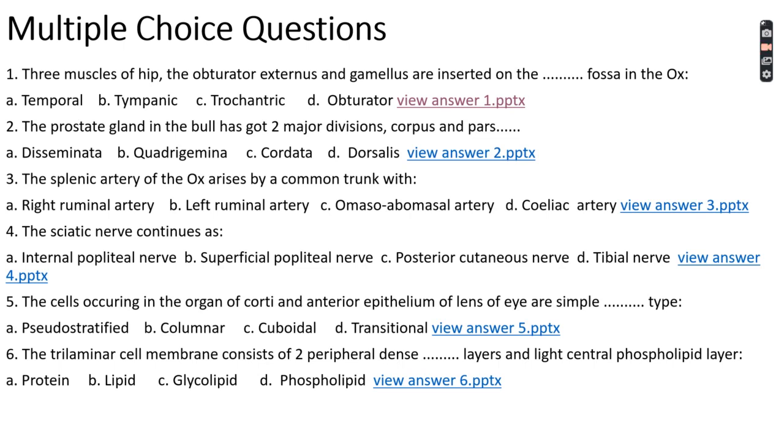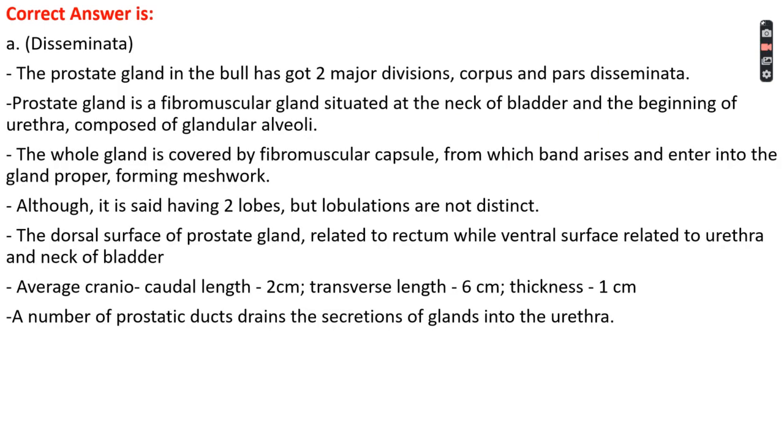Okay. Question number two. The prostate gland in the bull has two major divisions, corpus and pars dash. Option A, disseminata. Option B, quadrigemina. Option C, chordata. Option D, dorsalis. The right answer is option A, that is disseminata. The prostate gland in the bull has two major divisions, that is the corpus and pars disseminata.